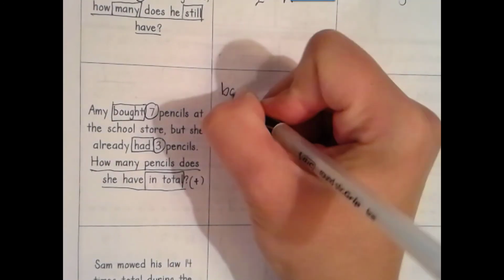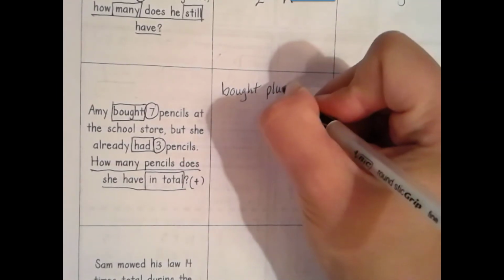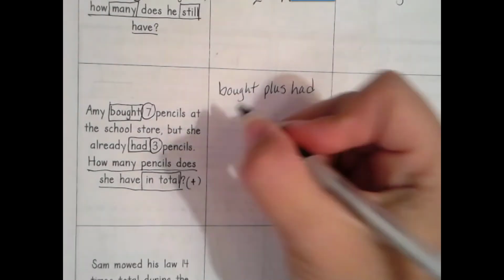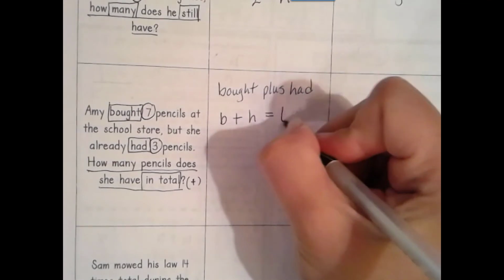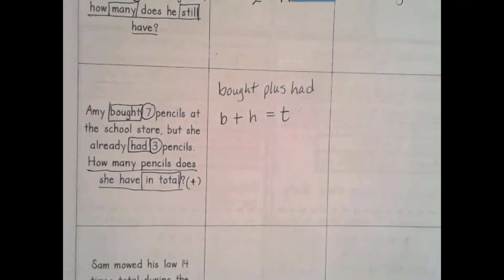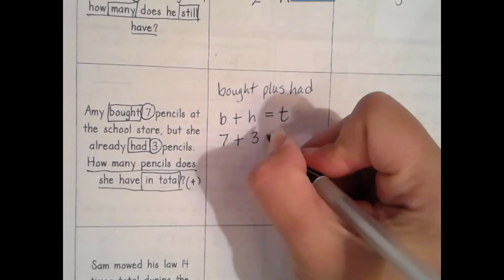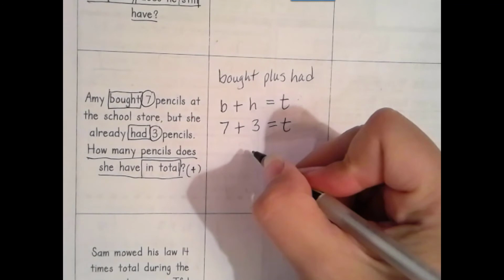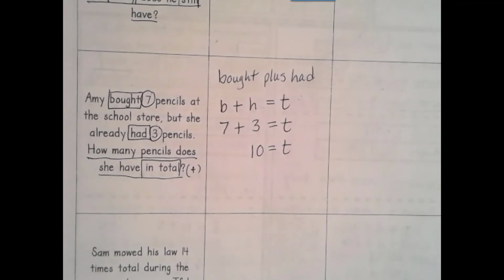So we have bought plus had. That's going to give us our total. So what she bought plus what she had equals our total. She bought 7. She had 3. 7 plus 3, hopefully we can do that mentally, is 10. So how many pencils does she have in total? She has 10.